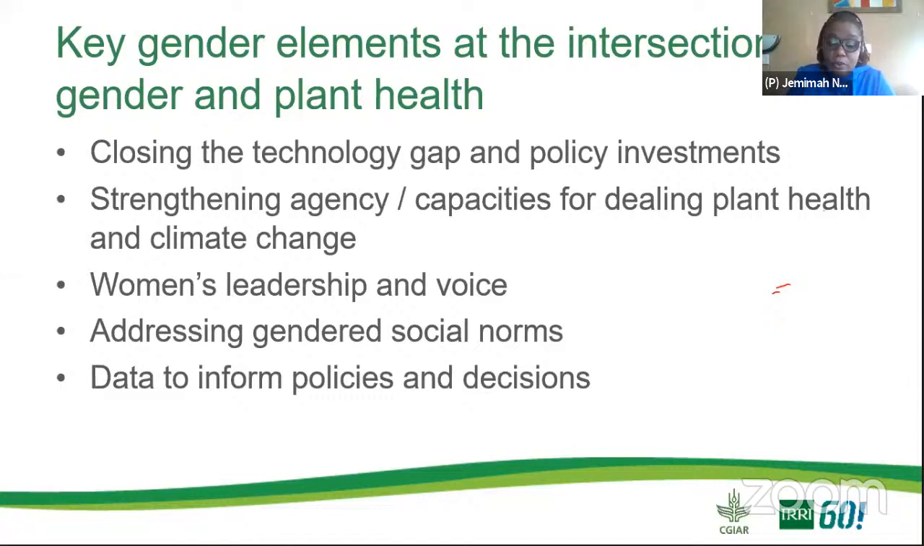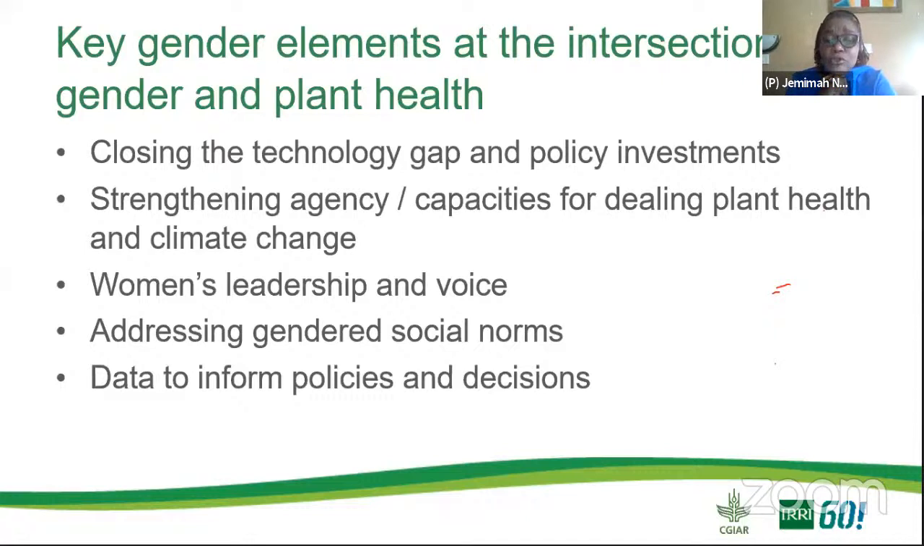We need to increase women's leadership and voice, and I think that's quite explanatory. We know there are gaps there. We need to address gendered social norms, so in initiatives, interventions focusing on both women and men as agents of change to challenge some of the underlying causes of inequality, as well as changing some of our governance structures, including land governance.